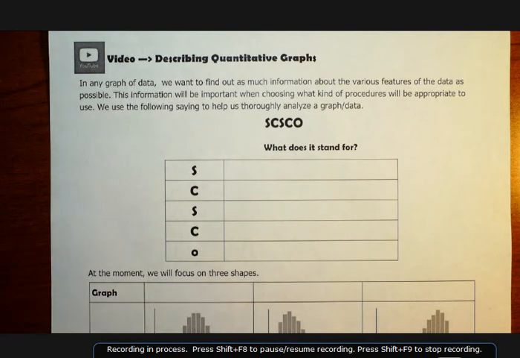In any graph of data, we want to find out as much information about the various features of the data as possible. This information will be important when choosing what kind of procedures will be appropriate to use. We use the following saying to help us thoroughly analyze a graph of data. We call this saying Cisco.